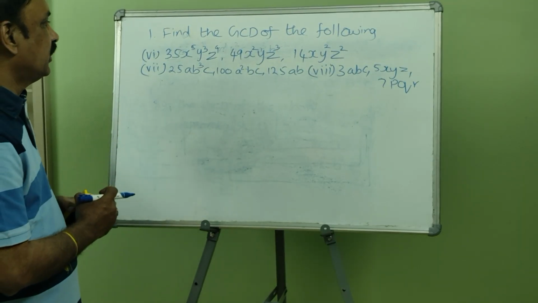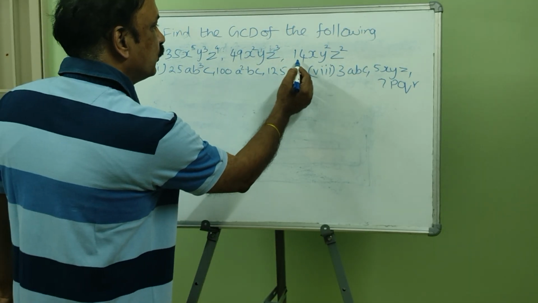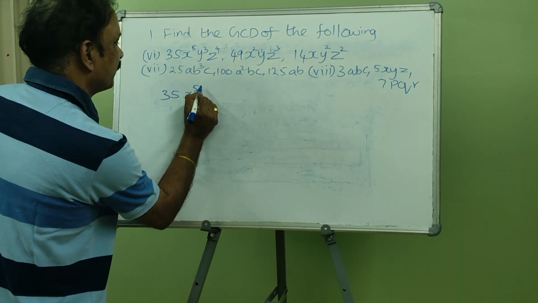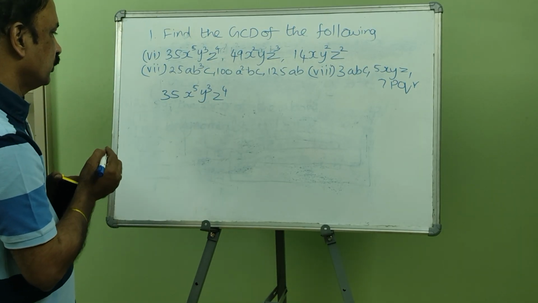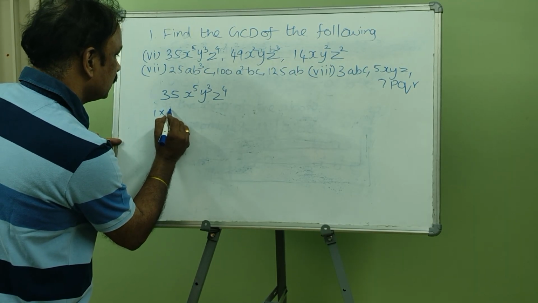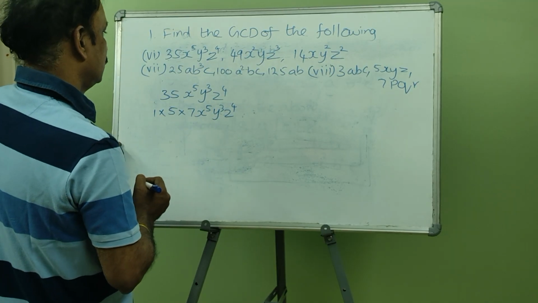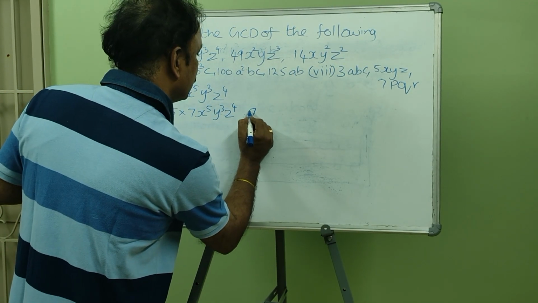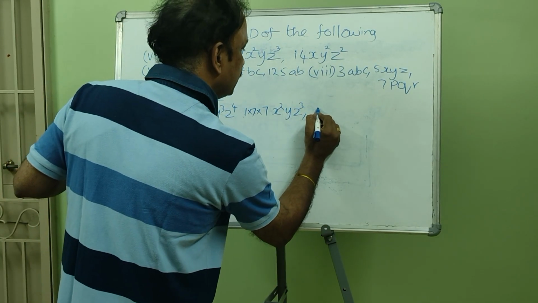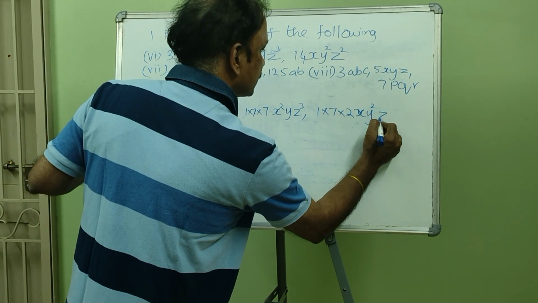So this makes it very clear. Now let's find the GCD of these three polynomials: 35x power 5 y cube z power 4, 49x square y z cube, 14xy square z square. Now if you consider 35x power 5 y cube z power 4, you can split this as 1 into 5 into 7 x power 5 y cube z power 4, and then 49 can be split as 1 into 7 x power 2 y z cube, and 14 can be split as 7 into 2 x y square z square.